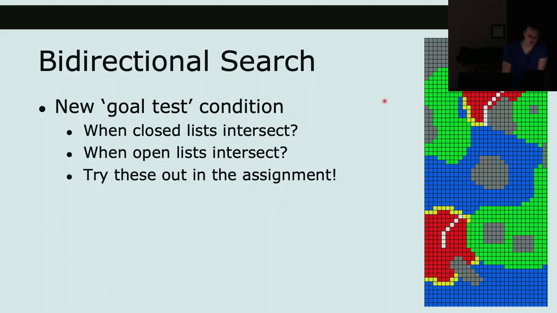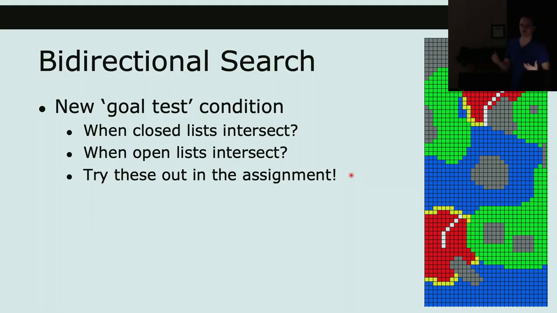In bidirectional search, what is the goal test function? Well, if all you did was test whether or not you've reached the goal or the start, you may as well just do a unidirectional search, right? And so maybe it's when the closed lists intersect. Maybe it's when the open lists intersect. I recommend, if you are interested in this sort of thing, trying these out.